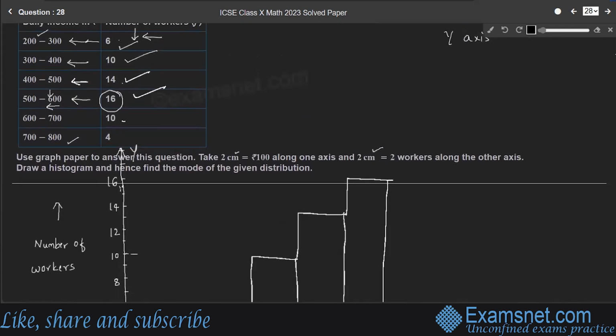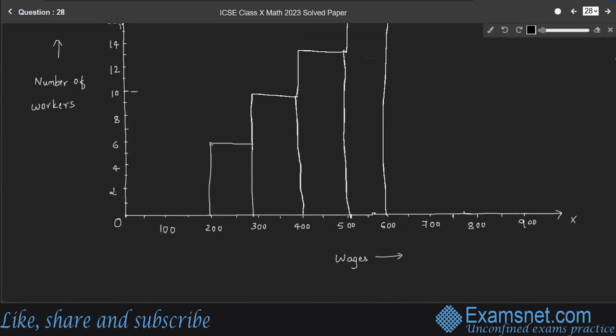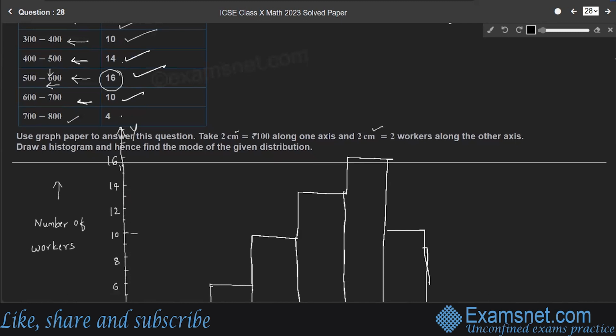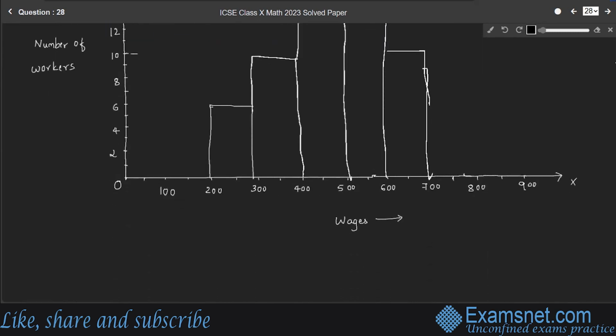Next, 10 workers are getting in the range 600 to 700. Only 10 workers, right? In the range 600 to 700. So at last, 4 workers are getting in the range 700 to 800. So 4 workers in the range 700 to 800.